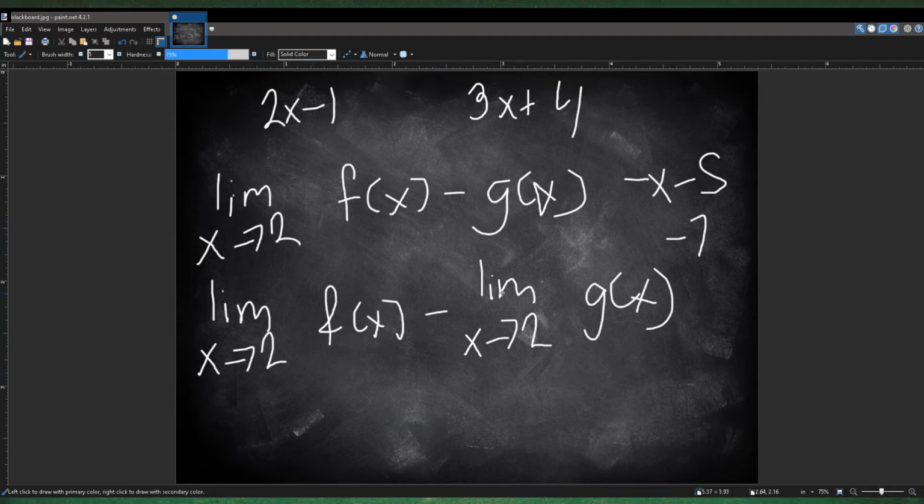You can also prove it here, because this is the same. So 2 here, that's 4 minus 1, that's 3. That's 6 plus 4, and that's 10. So 3 minus 10 is negative 7. Right? They're the same thing. Just because we split them up into parts doesn't mean they're going to be different in the end.